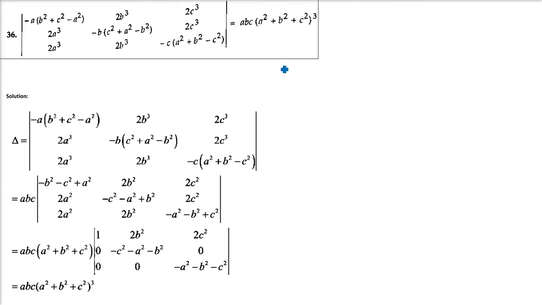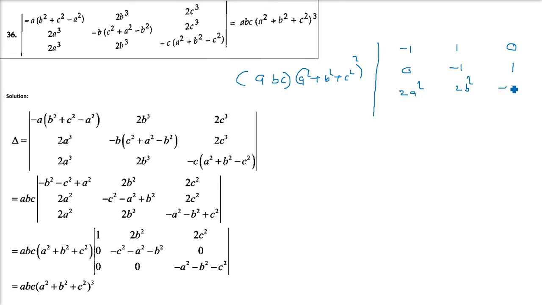So finally what we have got up till here, abc was already there outside, and as I said, we have a square plus b square plus c square whole square already outside. What is remaining inside? Let me just write it here. Minus 1, 1, 0. Then we have 0, minus 1, 1. And then we have 2a square, 2b square, and minus a square minus b square plus c square. Okay, let us open it.